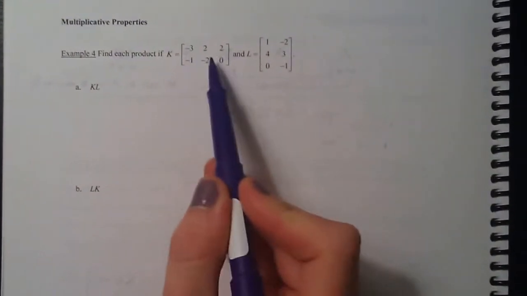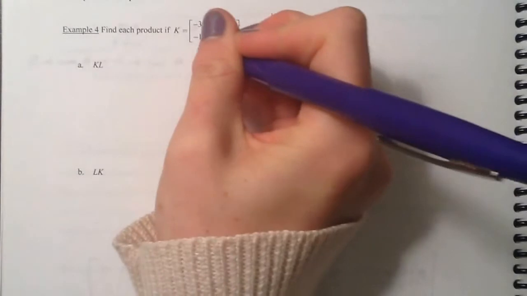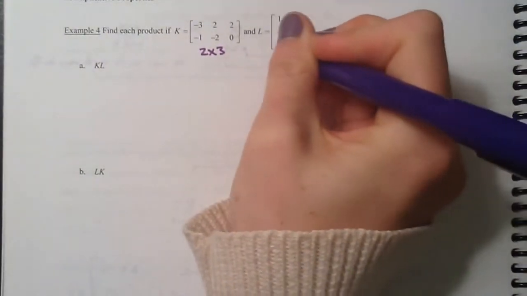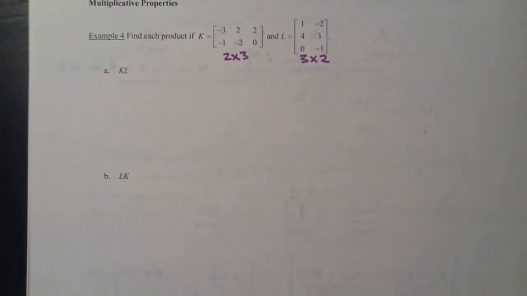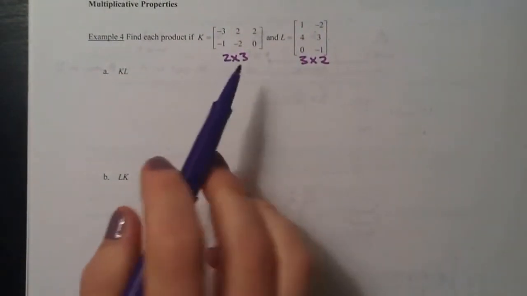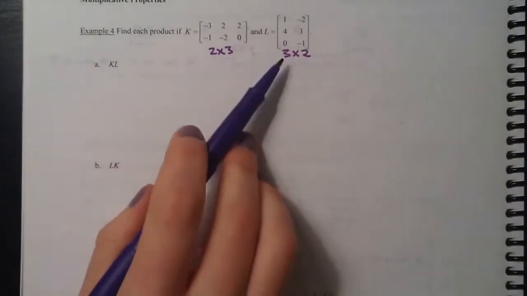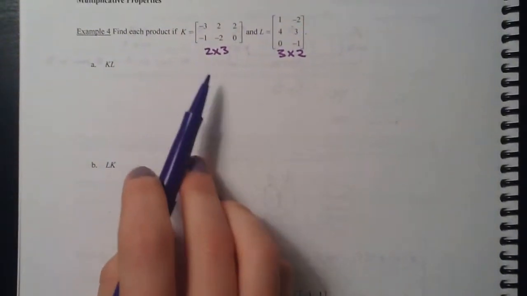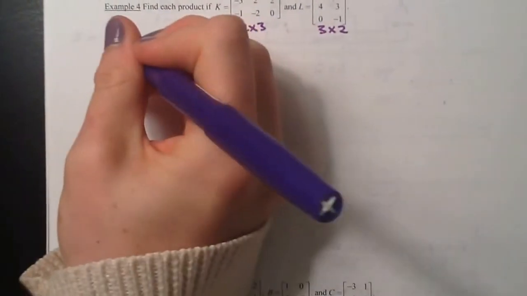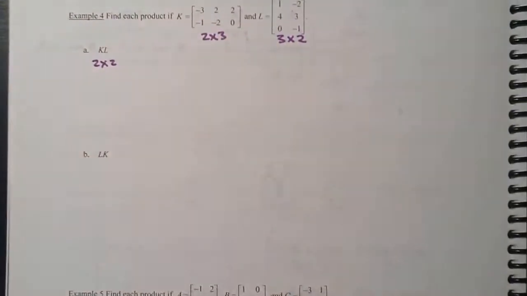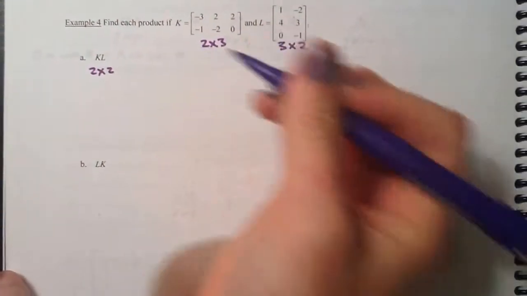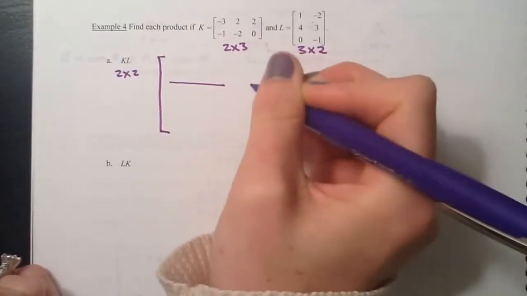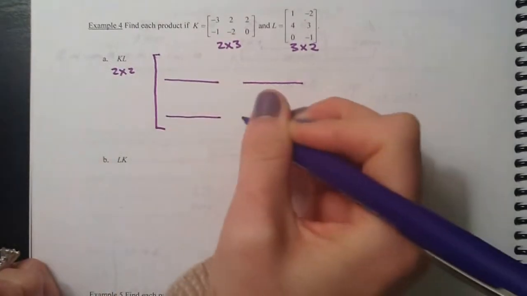Okay, so first, when we're setting up multiplication, we want to set up the dimensions. So this one has 2 rows and 3 columns. And this one has 3 rows and 2 columns. Okay, so K times L would be a 2 by 3 times a 3 by 2. So the middle dimensions match up, which means that we're able to multiply them and we'll get a 2 by 2 as a result. Okay, so we're going to get everything all set up to multiply out together, and we know we're going to get a 2 by 2, so 2 rows, 2 columns.